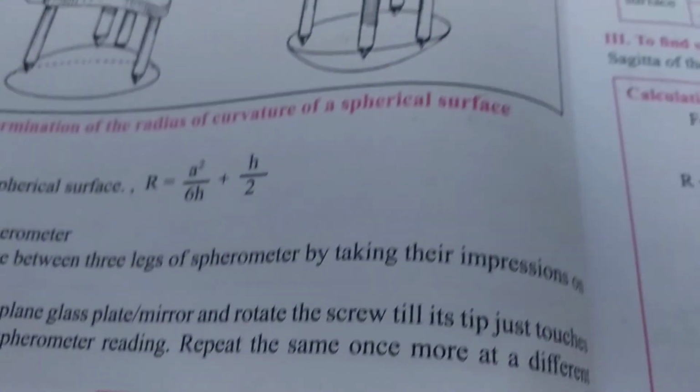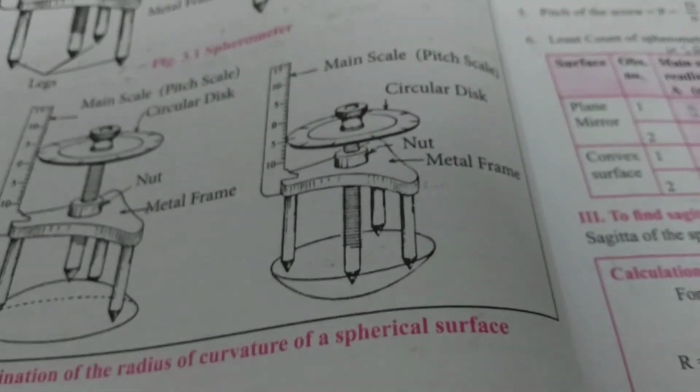So using the spherometer, we have found the radius of curvature indirectly by finding the sagitta. So that's all. Next time we are also going to see how to do log calculations.